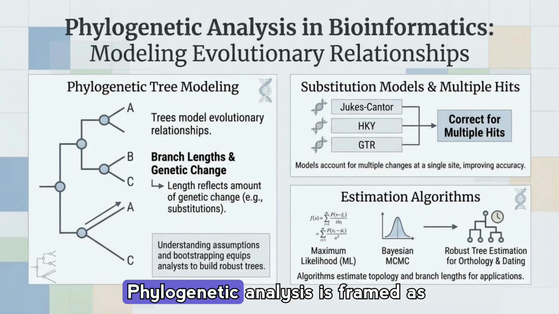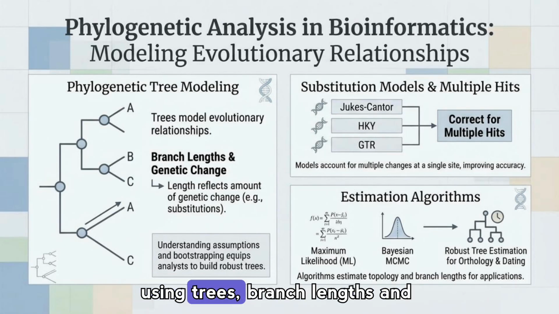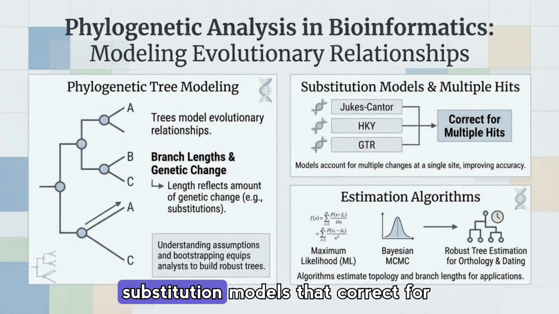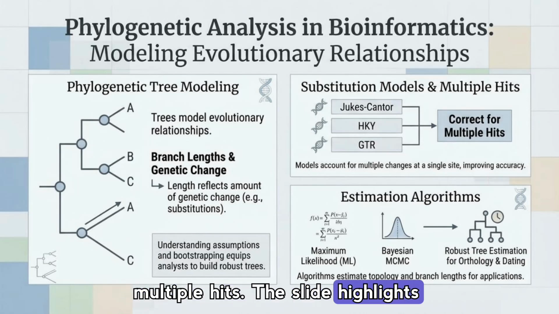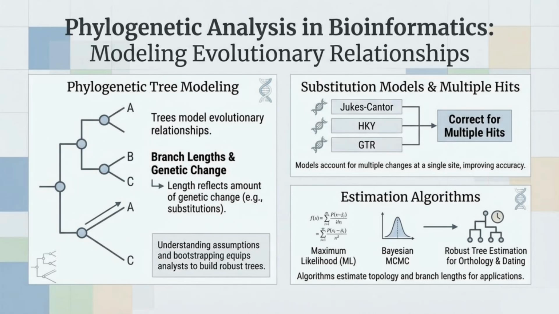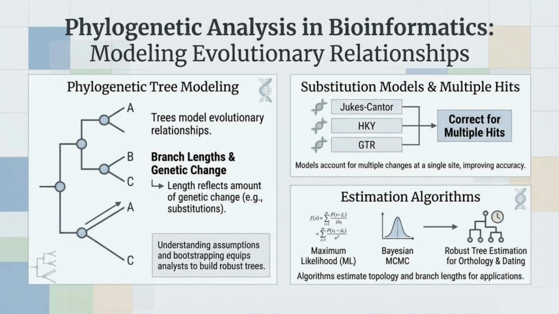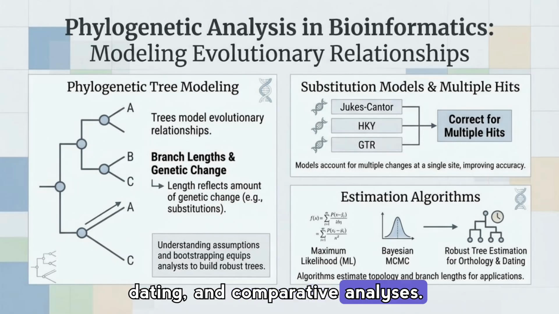contexts. Phylogenetic analysis is framed as modeling evolutionary relationships using trees, branch lengths, and substitution models that correct for multiple hits. The slide highlights methods like maximum likelihood and Bayesian MCMC for estimating topology and timing, and emphasizes how understanding model assumptions and bootstrapping produces robust trees for orthology, dating, and comparative analyses.